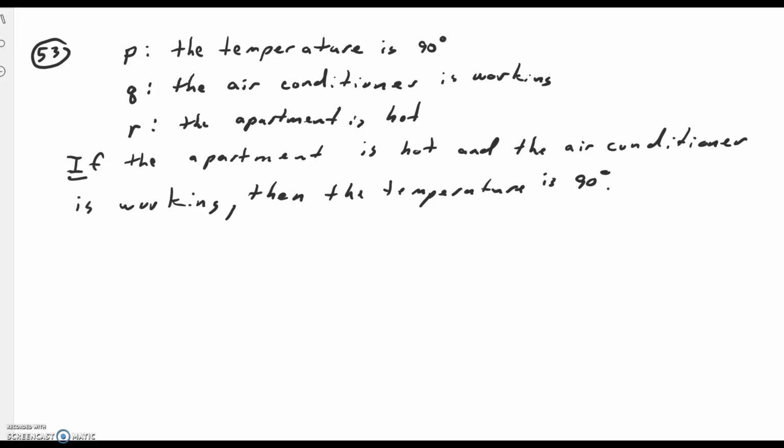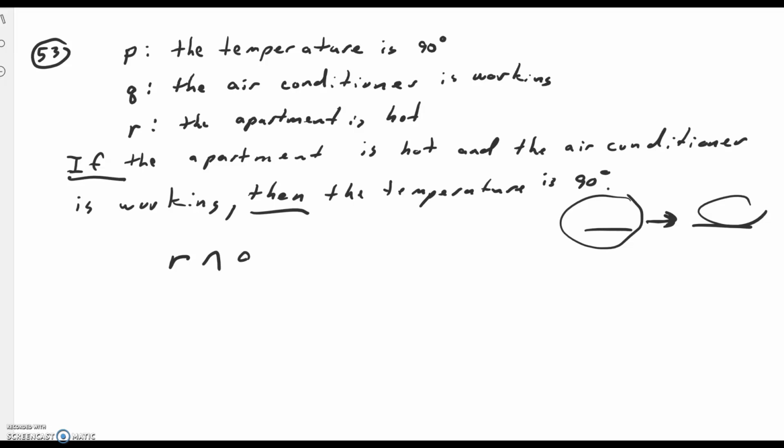So we've got basically an if-then statement. And so an if-then statement looks in general like this. If something here, and then something here. So if the apartment is hot, that's if R, and the air conditioner is working, that's Q, then, so if those things are true, then the temperature is 90 degrees. And so we have R and Q implies P. Or if these are true, then P is true.